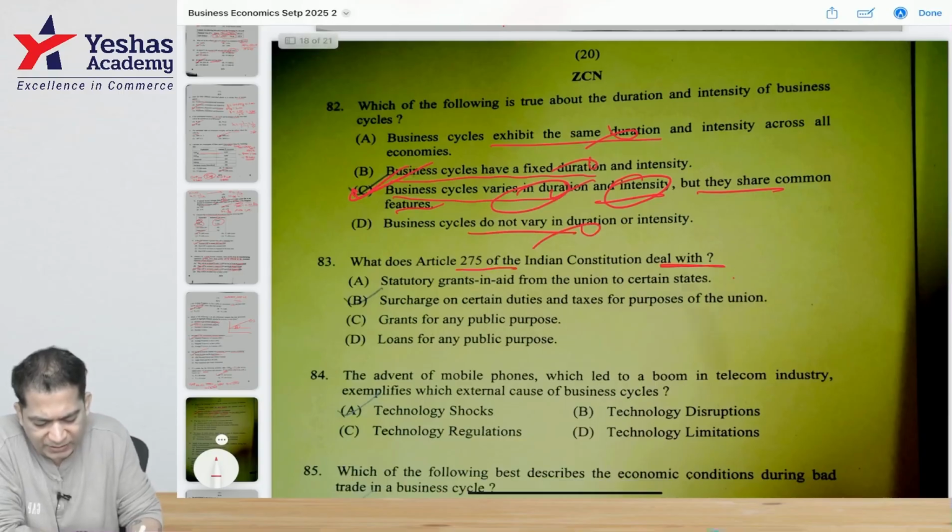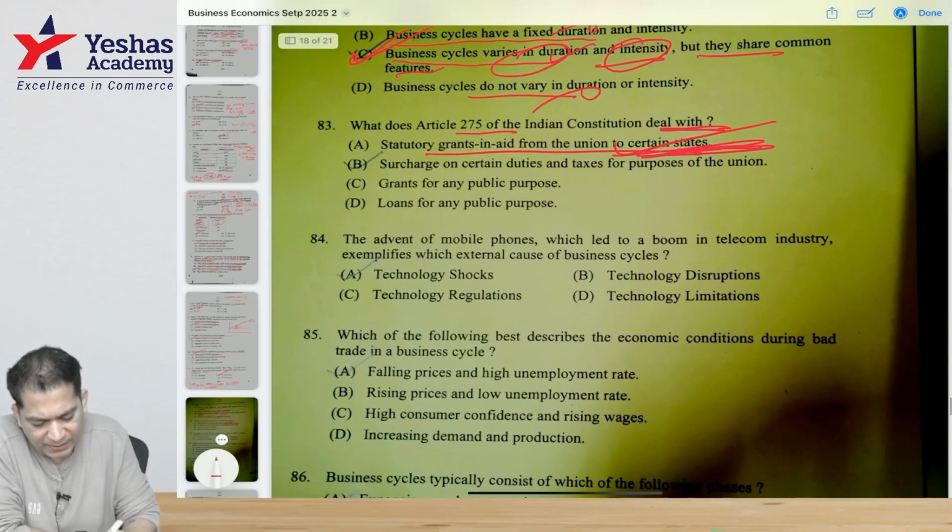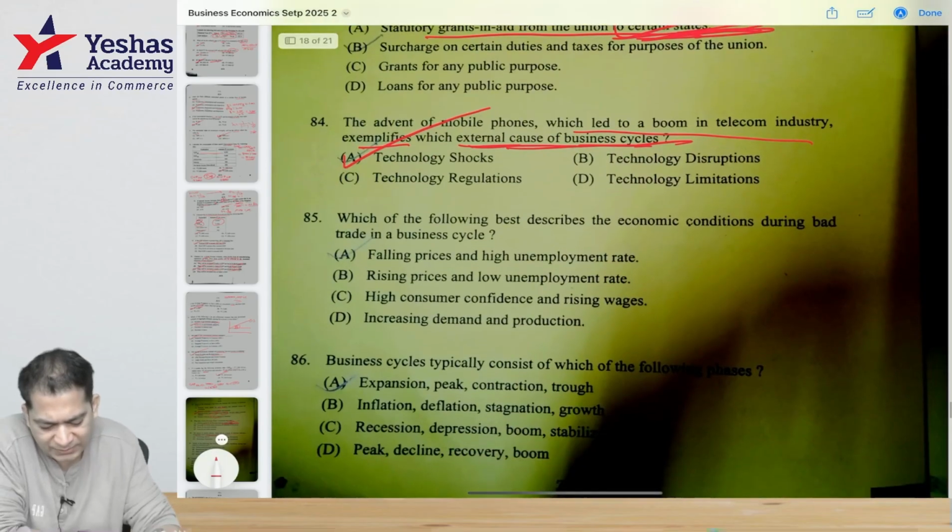Article 275 of the Indian Constitution is with regard to the grant in aid given to the states from the center. Direct question. The advent of mobile phone, which led to the boom in the telecom, exemplifies which external cause of business cycle? Technological shock. We have written this in class.